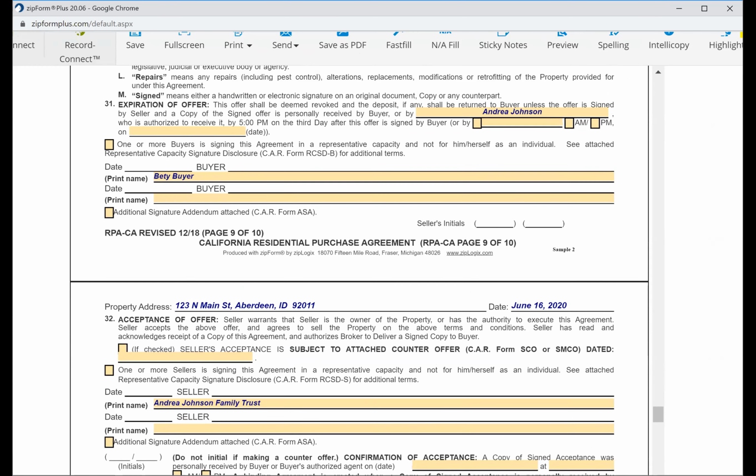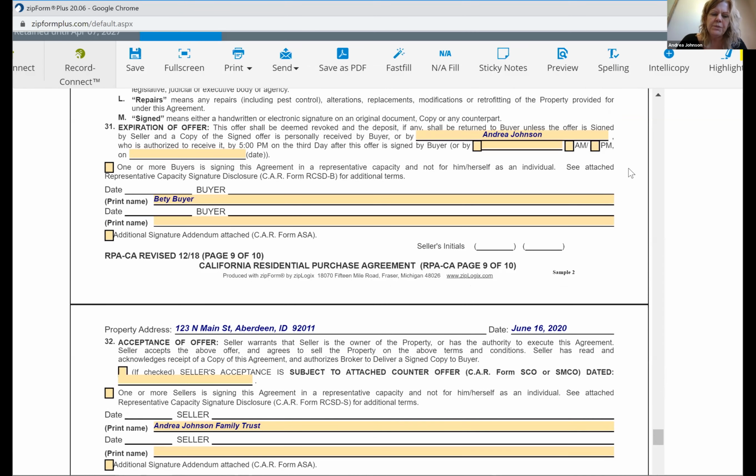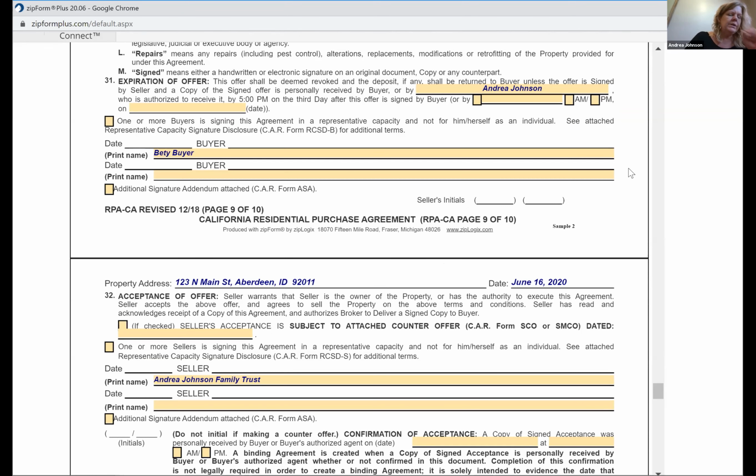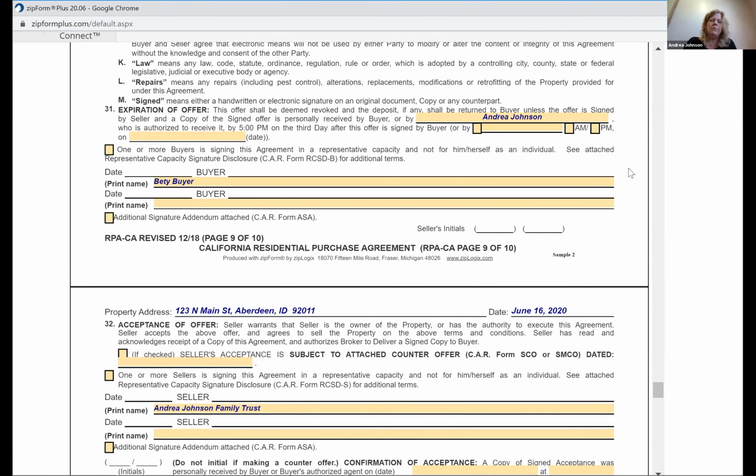Okay, so let's say you get your response after 5 p.m. on the third day after the offer is signed. Not very many people know this and not very many people do this, but point one on the counter offer should be, if you are the listing agent responding after the expiration of the time frame, point one on your counter offer should be, per paragraph 31, response time for buyer's offer is extended to whatever the date and time is.